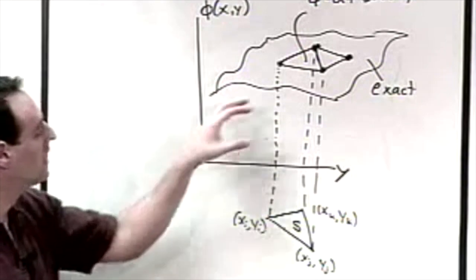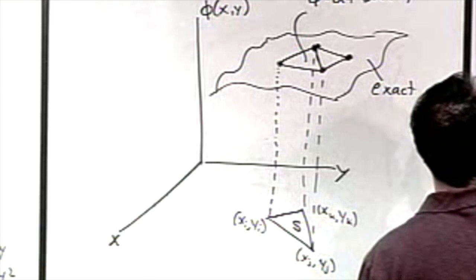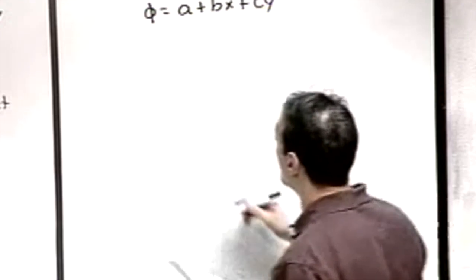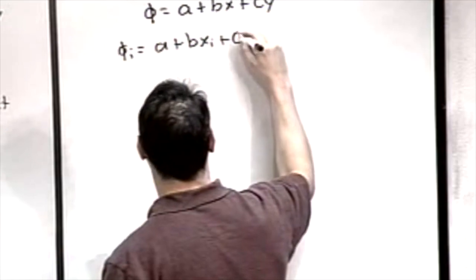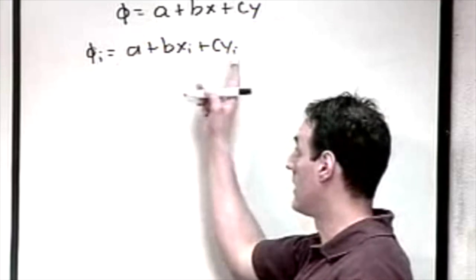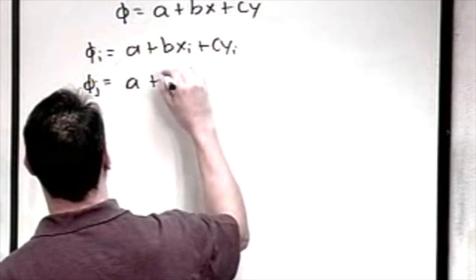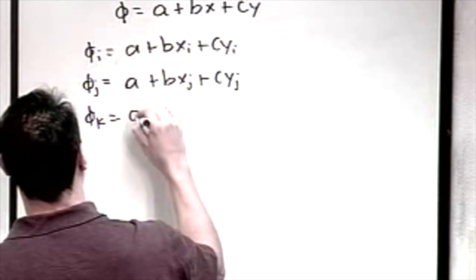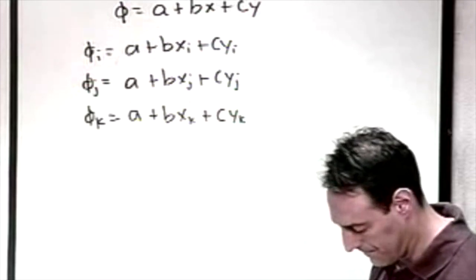So now, let's go back to here. Let's talk about approximating the solution there. How do we do it? Well, we're saying I'm going to let this thing be on that plane right there. And what I do know is I have the following conditions to satisfy. It has to go through the point phi i when I'm at xi, yi. It has to go through the point phi j, and it has to go through the point phi k. Like that.